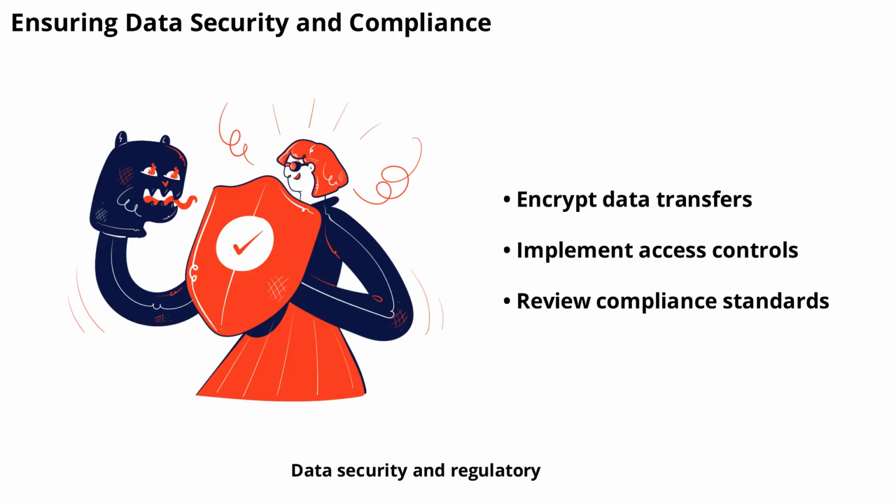Data security and regulatory compliance are non-negotiable during migration. Ensure that all data transfers are encrypted, both in transit and at rest. Implement strict access controls so only authorized personnel can handle sensitive information. Review compliance requirements relevant to your industry, such as GDPR or HIPAA, and document how your migration process meets these standards. Regular security audits and monitoring help detect and address vulnerabilities promptly. By prioritizing security and compliance, you protect your organization from legal and reputational risks.